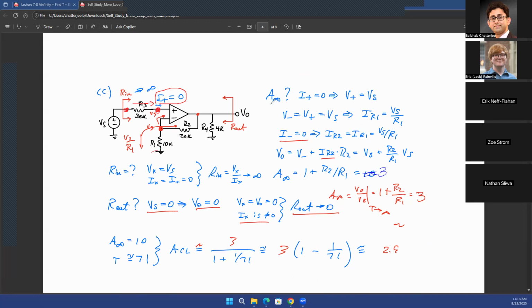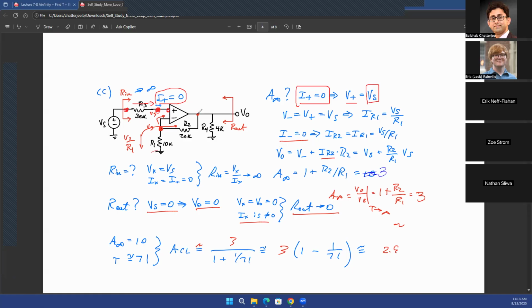Okay. So your A infinity, when you're trying to calculate that, because the current going into the plus terminal of the op-amp is equal to zero, that means V plus is going to be equal to Vs. So V plus, which is the voltage over here, is going to be exactly equal to the voltage at the left side of this R3 resistance, which is equal to Vs.